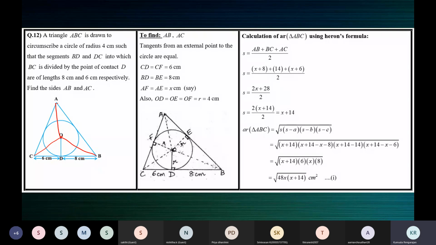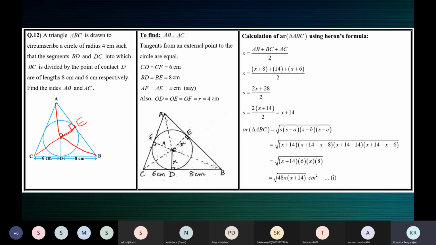Now, where are the altitudes? We know that AB is a tangent. Let us say that this is the point of contact. I've called it E here. Let's say E is the point of contact. Then if you draw a radius through E, you know that this radius would be perpendicular to the tangent. And OE becomes the altitude to the side AB of triangle AOB.